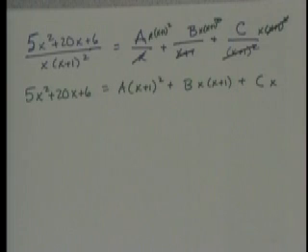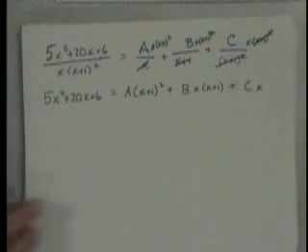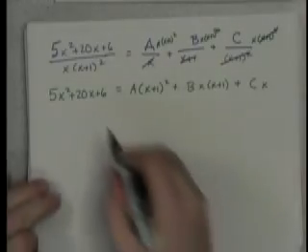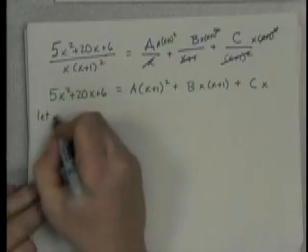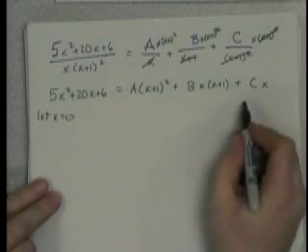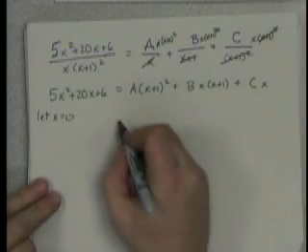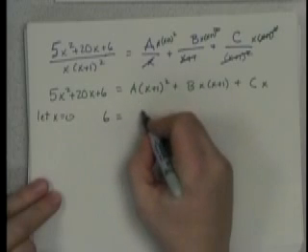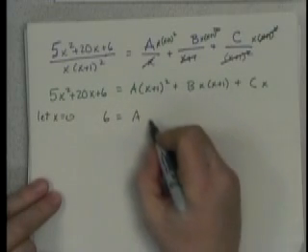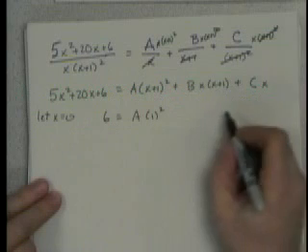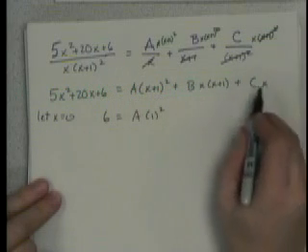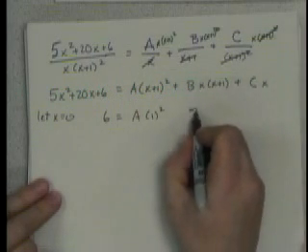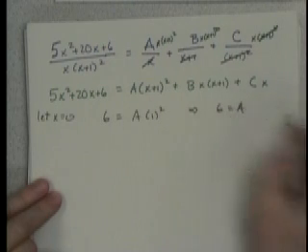So in this case, well, I'll still do the other way. So let x equal, say, 0. If x equals 0, the left side becomes 6, and the right side becomes A. B times x here is going to go to 0, C times x is 0, so then A is 6.